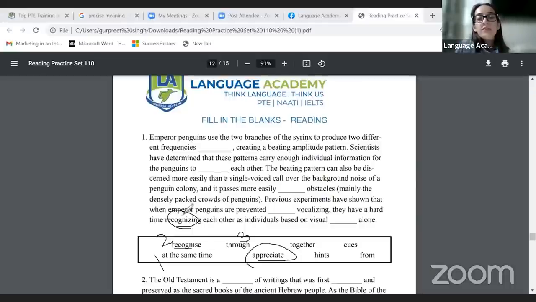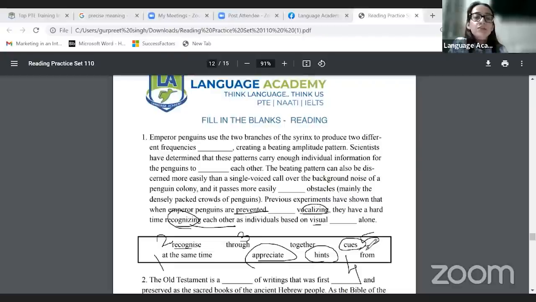Previous experiments have shown that when emperor penguins are prevented dash vocalizing, the word prevent always comes with from. They have a hard time recognizing each other as individuals based on visual dash alone. So they want to say if there is no voice, if they are prevented from vocalizing. So it becomes difficult for them to recognize each other based on visual, means only by seeing without hearing anything. So based on visual dash alone, we have two nouns, visual hints or visual cues. We have discussed this also earlier. Out of hints and cues, cues is more academic. It means somewhat like hints only. So we should go with the better academic word, which is cues.